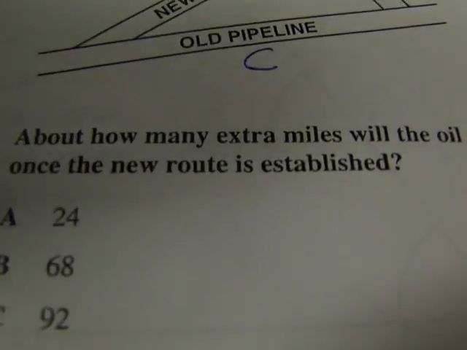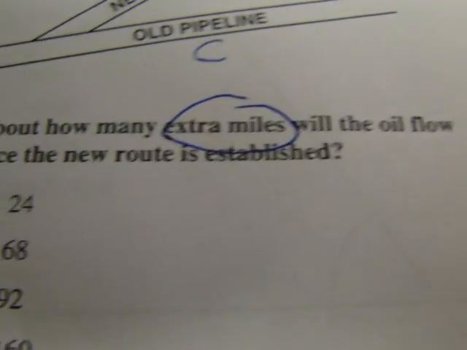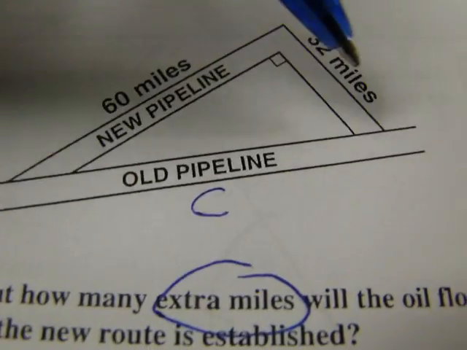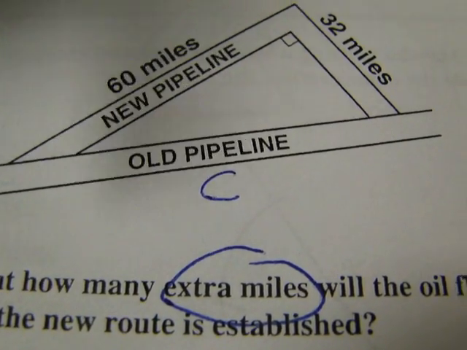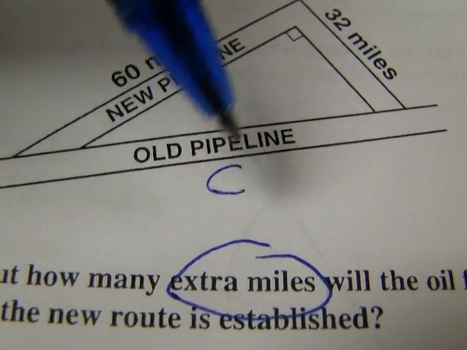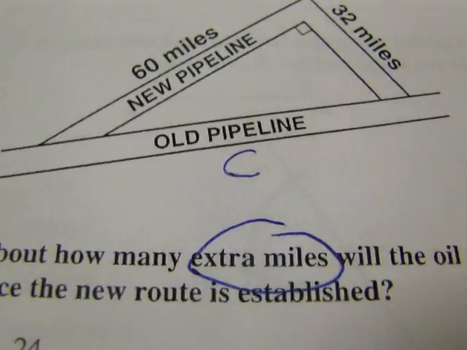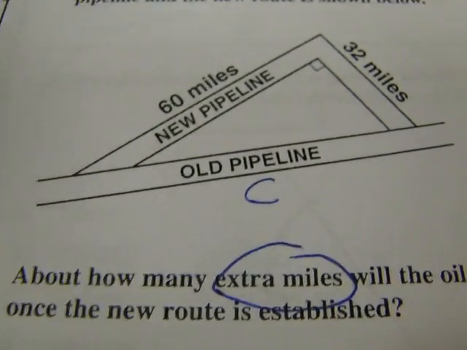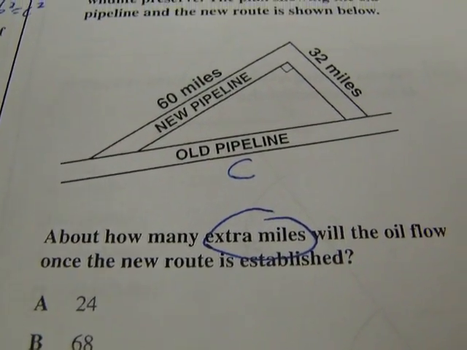But it also says about how many extra miles will the oil flow once the new route is established? So what it's really saying is this distance minus this distance. So what we've got to do is figure out what this is and then subtract it from the sum of these two. So 60, 32, and C. This one's difficult in a lot of ways. The numbers are just very big.